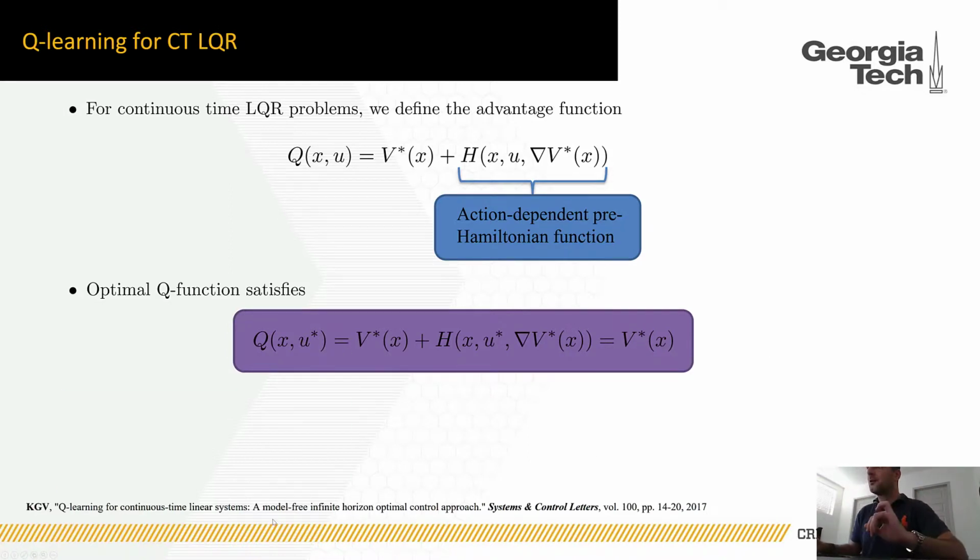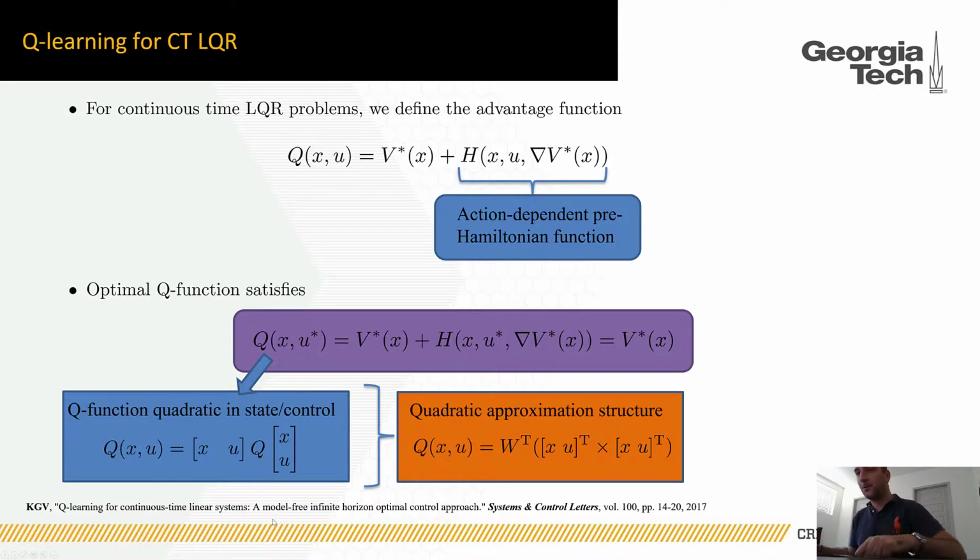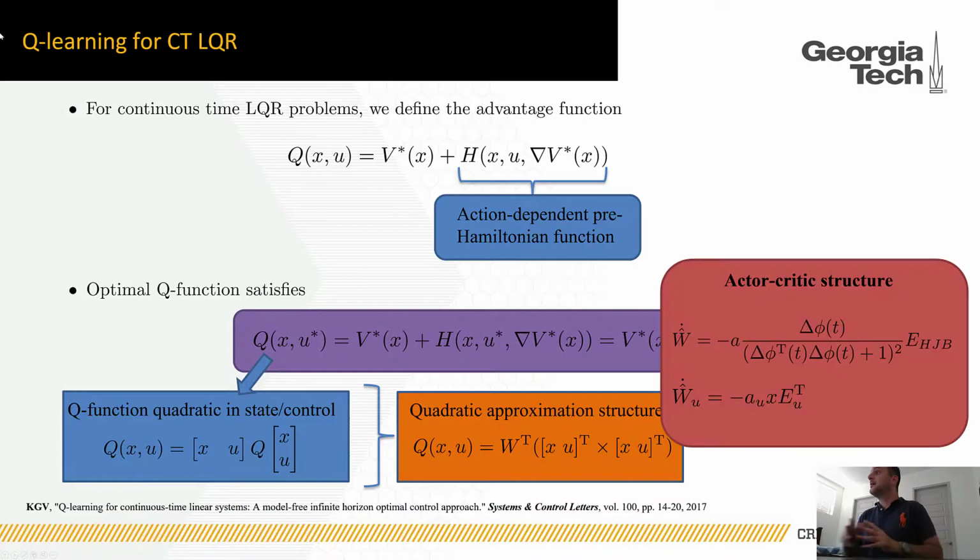And guess what? This is what you want, because your Q with the star inside has to be the V star. So we published a paper, which again uses this x,u. We published a paper in Systems and Control Letters, which is a Q-learning framework for continuous time linear quadratic regulator systems. And we provide again tuning laws for the critic and the actor, where if you plug them into the system, you will solve the Riccati equation online without requiring A and B.